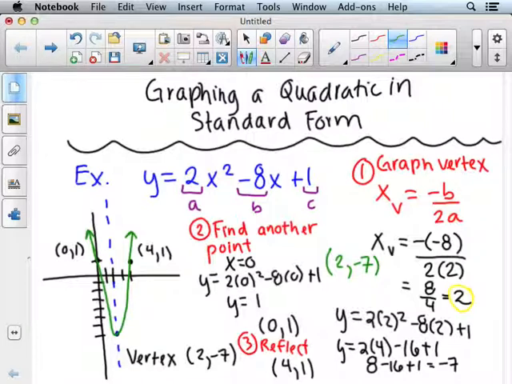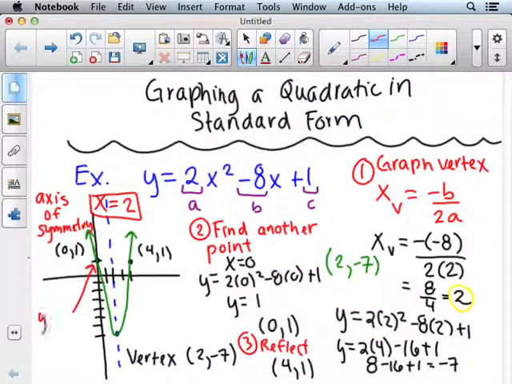Okay, notice I made sure that my vertex was my vertex. My y-intercept is right here, plugged in 0 for x. I found my y-intercept. The equation for my axis of symmetry, if I wanted to write the equation, remember it's a vertical line, so it's x equals 2. This is my axis of symmetry. And this point right here, 0, 1, this is my y-intercept. Okay, notice that x equals 0 and y equals 1 there.